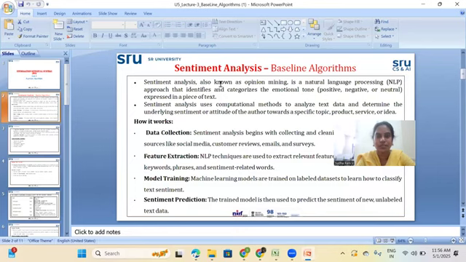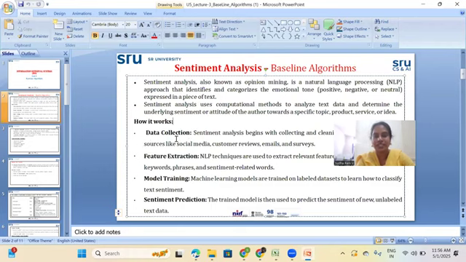So totally today we've seen what sentiment analysis is. Let's check one more point regarding sentiment analysis: how it works. I explained the definition of sentiment analysis and where we are using it, and this is the most important one in NLP. How it works: first data collection, feature extraction, model training, and sentiment prediction.